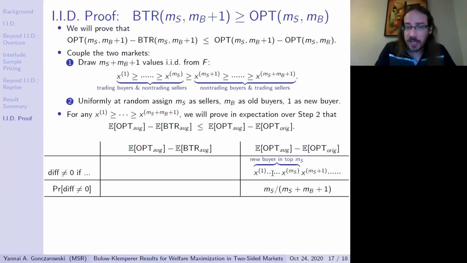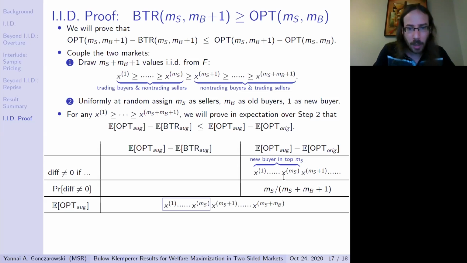What's the probability of this happening? In stage 2, you choose the new buyer to be uniformly at random one of all of these guys. So it's MS, which is the number of top MS people, over the overall number of values, which is MS plus MB plus 1. The expected value of the left-hand side, the thing you subtract from opt of aug, as we said, is the sum of the top MS values in the augmented market. Sorry, this should be plus 1 here.